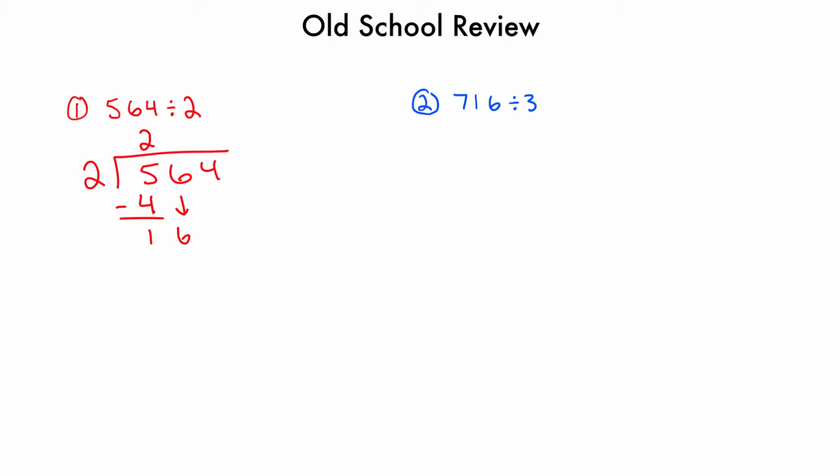What do I have to multiply 2 by in order to turn it into a 16 without going over? The answer is 8. 8 times 2 is 16. Subtract that. There is no remainder. So we just bring down the 4, and we ask one last time, what do we got to multiply 2 by in order to turn it into a 4? The answer is 2, because 2 times 2 is 4. There is no remainder, so your answer is 282.